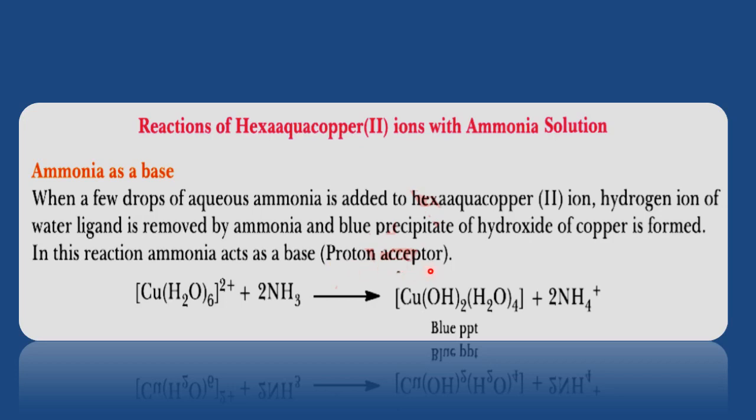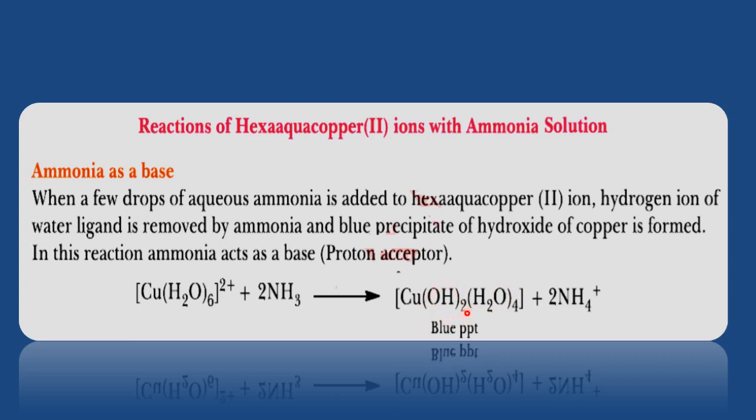Now students, look at the chemical equation. These are the two ammonia molecules which are going to abstract 2 protons from two water ligands, and are going to convert into 2 ammonium ions. The leftover 4 water molecules are present as such, and 2 water molecules have been converted into hydroxide ions. Now this is a neutral complex, so blue colored precipitates are obtained as a result of this chemical reaction.